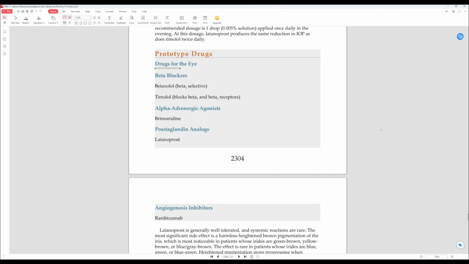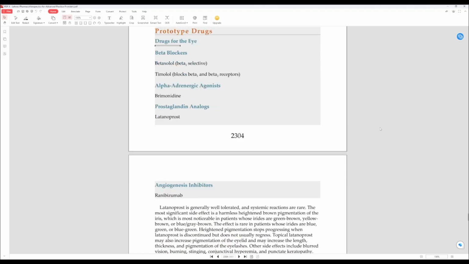So here is a good spot to hit pause so you can see the prototype drugs for all the different types of medications, but we will be discussing each of these in turn.